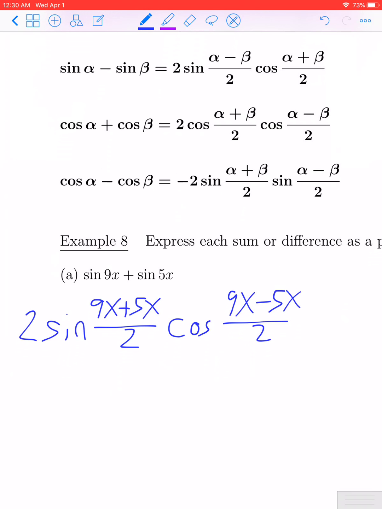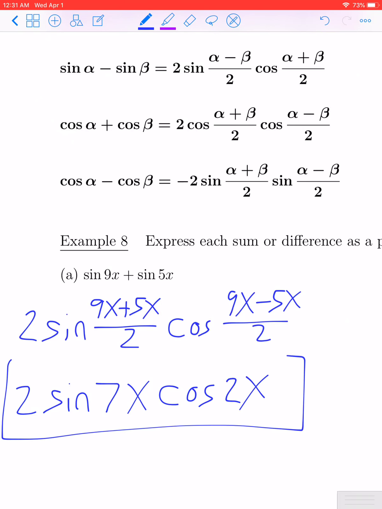And now from here, the only thing we want to do is simplify the arguments. This is going to be twice the sine. 9x plus 5x would give us 14x, but then 14x divided by 2 would be 7x, times the cosine of 9x minus 5x is 4x, and then 4x divided by 2 would be 2x. We have successfully taken the sum of two sine functions and written it as a product. Let's take a look at the next part.